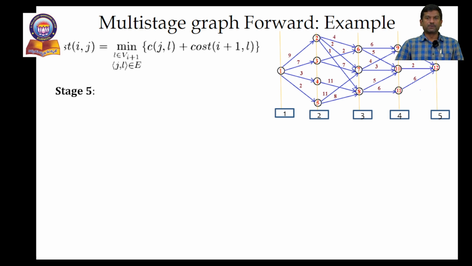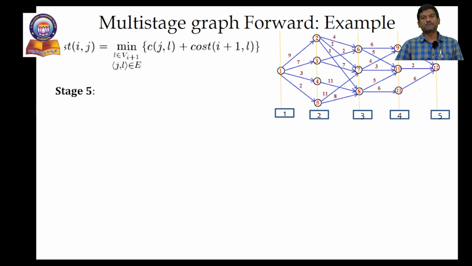In the forward approach, the cost is computed in reverse order, that is, from the last stage to the first stage. And the path is forward, that is, the minimum cost path can be identified from the source vertex to the destination vertex.